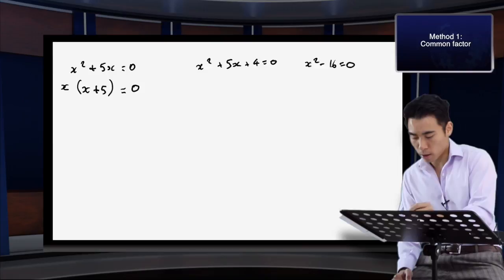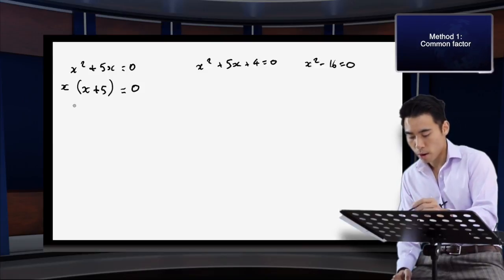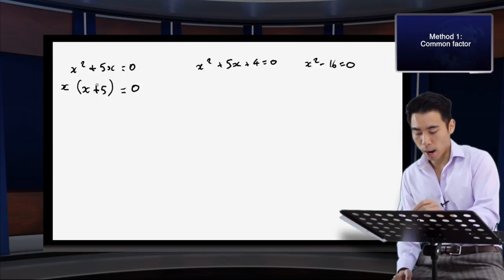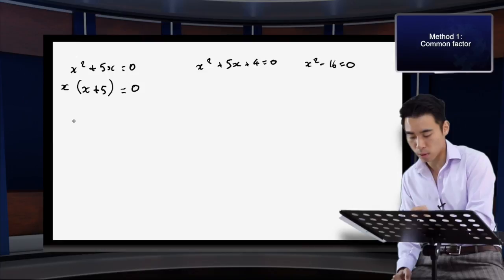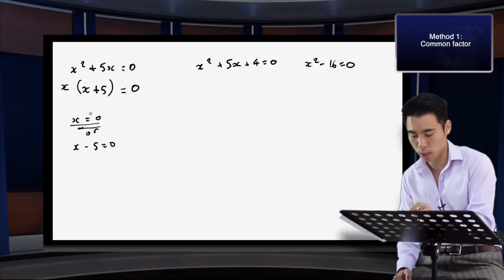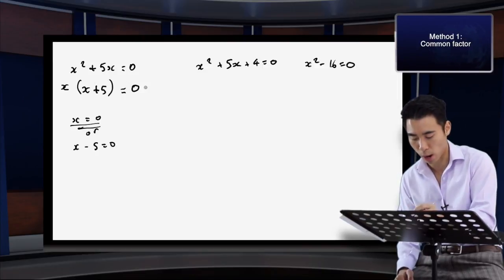And then just for completeness, let's solve this. So from here, you know that essentially these two multiplied together gives you 0. So this tells you either x equals 0 or x minus 5 equals 0. Okay, because if x equals 0, then this whole thing on the left-hand side must equal 0. So it satisfies that equation.